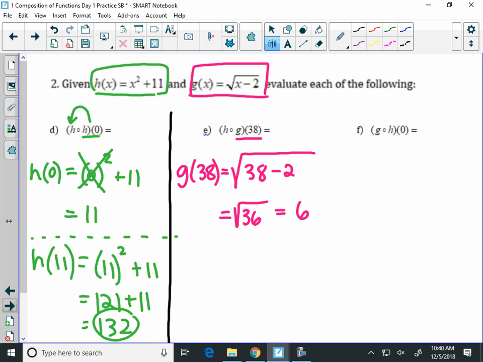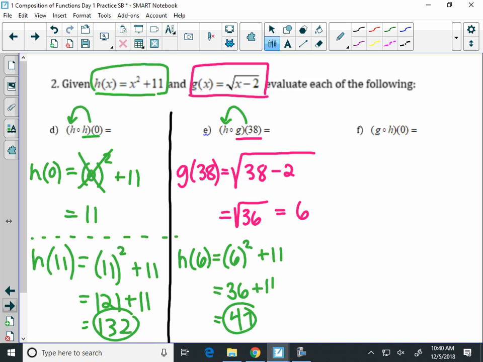Now that I know the value of g of 38, I can put that into the function on the left, which is h. So we're now trying to find h of 6. Well, the 6 goes in parentheses, 6 squared plus 11. 6 squared is 36 plus 11. And when you calculate that, you get 47.